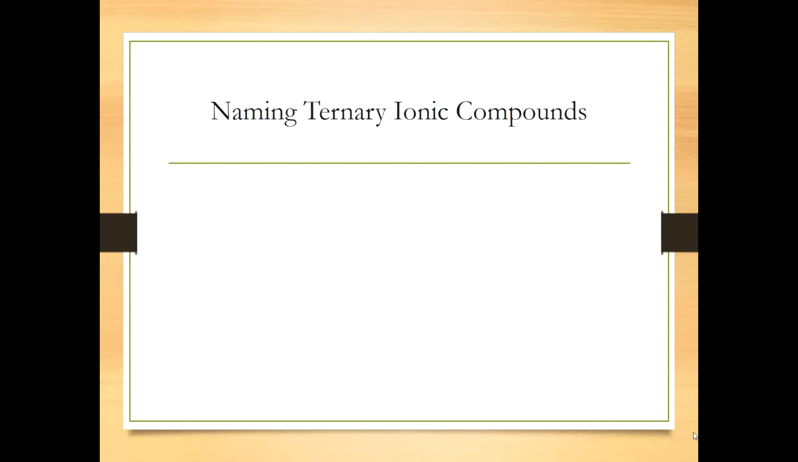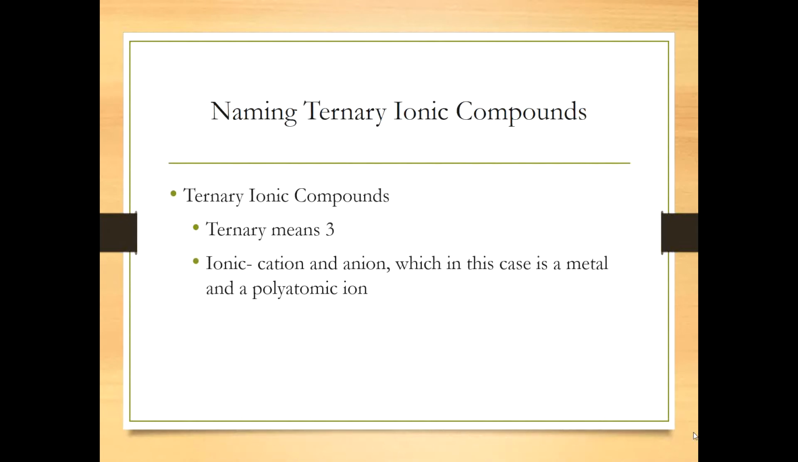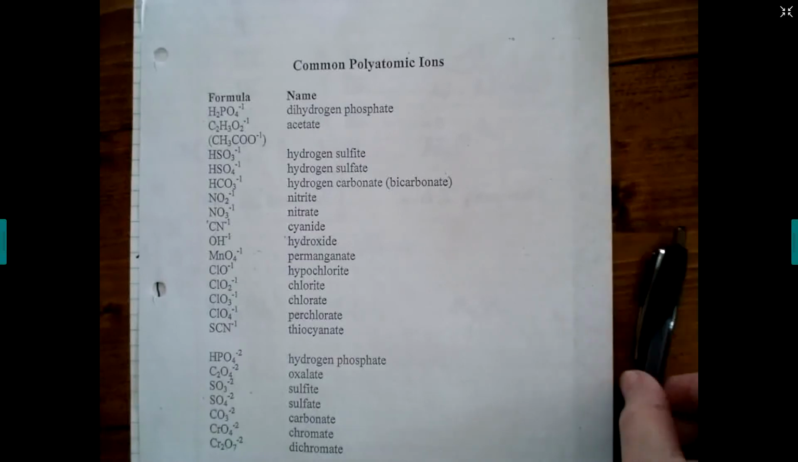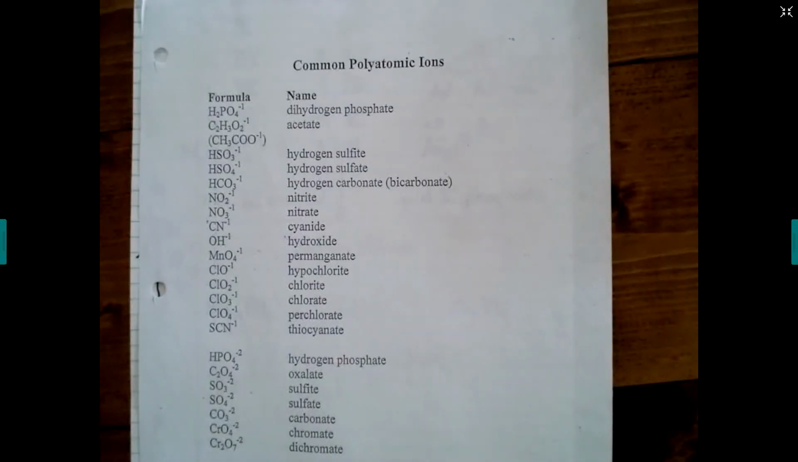Now we're going to learn how to name ternary ionic compounds. So ternary means 3. And again, it's still ionic, so we're still talking about cations and anions, but this time you're going to have a polyatomic ion in your formula. And here are the examples we'll be looking at. So in your packet, you have a list of polyatomic ions. Now this is not a complete list, this is just the more common ones that you're going to see in the work we'll be doing.